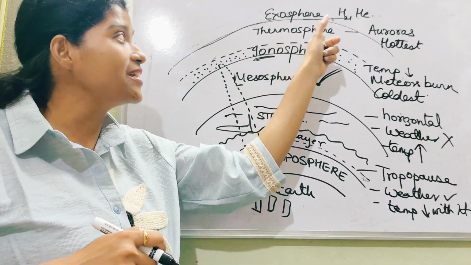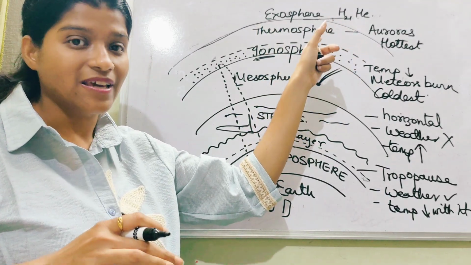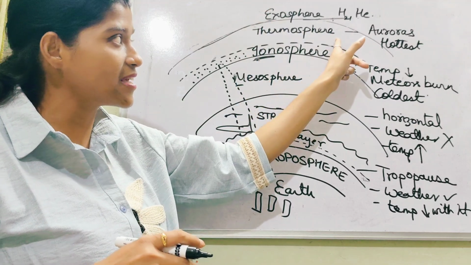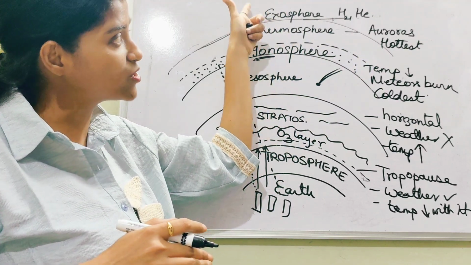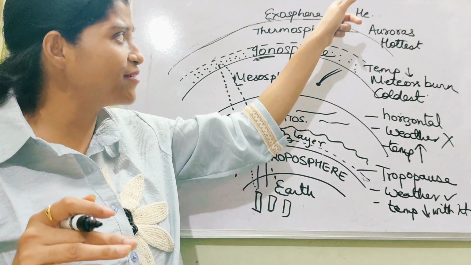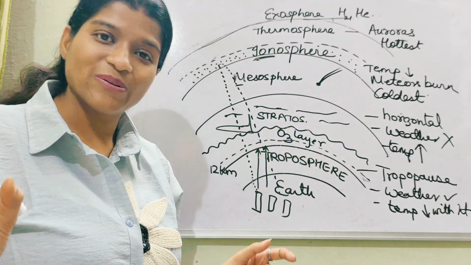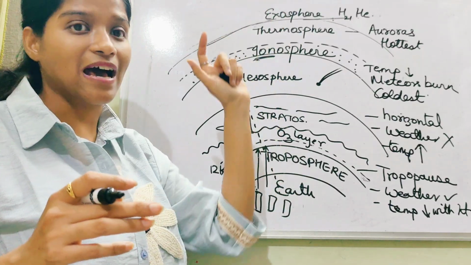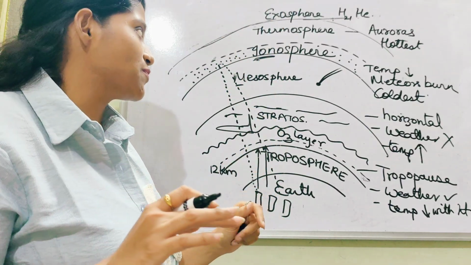Gases are present in this layer. This is the last layer where gases are present, and here in exosphere only 2-3 gases are present. Light gases like hydrogen and helium are present. So that's it about exosphere. Exosphere is the last layer of the atmosphere.